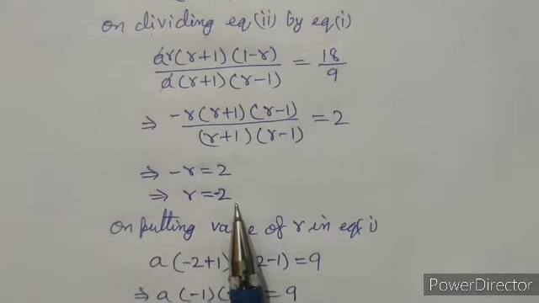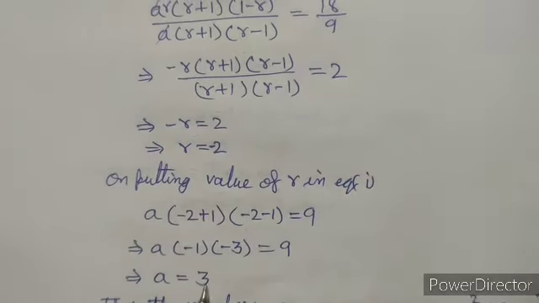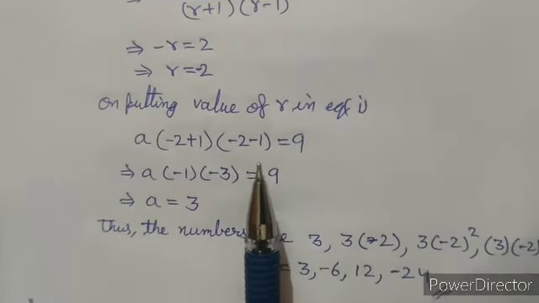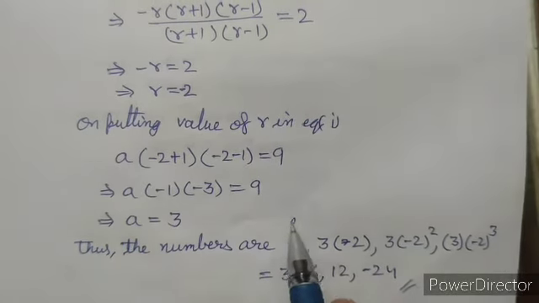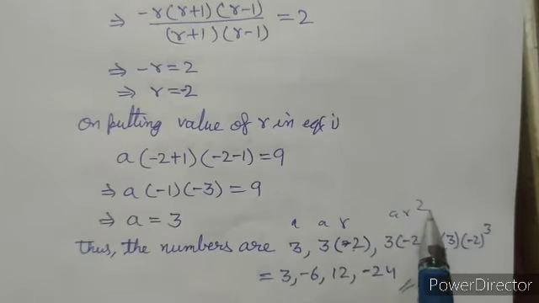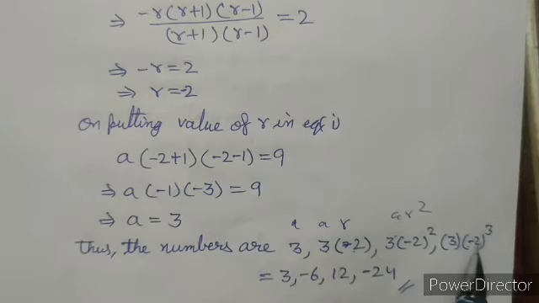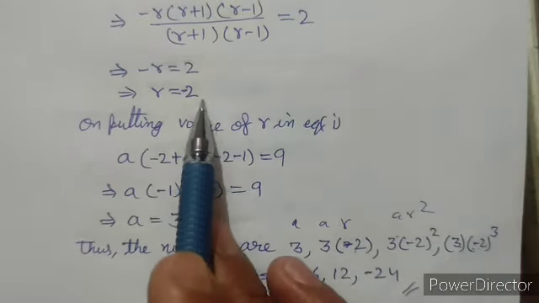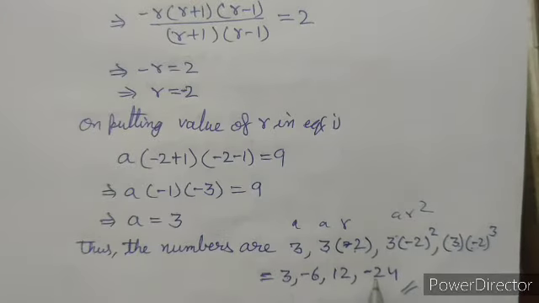Now we can put the value of R in equation first to get the value of A, and that is equal to 3. Thus the four numbers in GP will be 3, that was A, then AR will be 3 into minus 2, AR square will be 3 into (minus 2) square, and AR cube will be 3 into (minus 2) cube, as A is equal to 3 and R is equal to minus 2, and this will give the required numbers as 3, minus 6, 12 and minus 24.